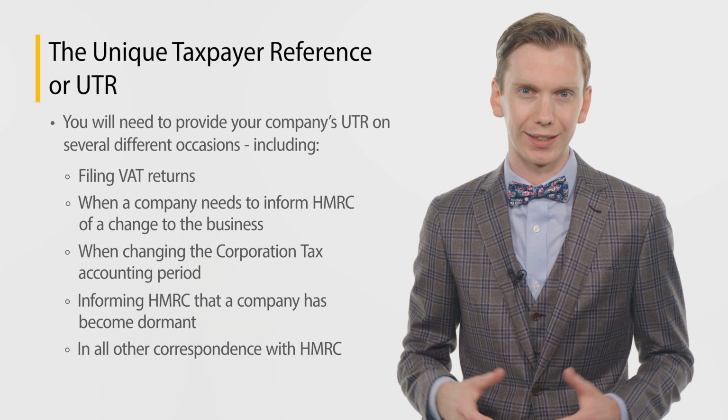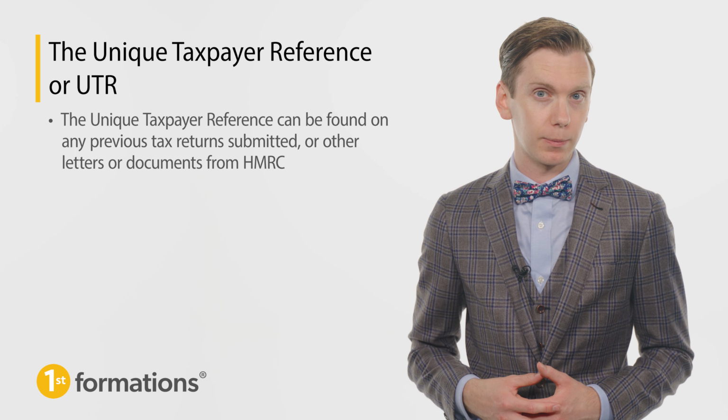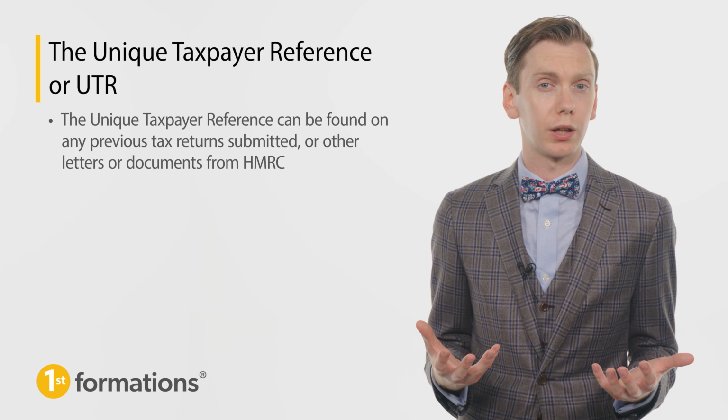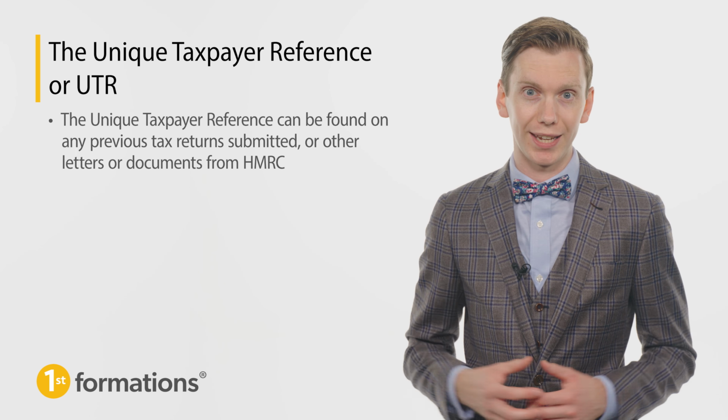So, we know when we'll need to provide the unique taxpayer reference, but where can it be found? The unique taxpayer reference can be found on any previous tax return submitted or other letters or documents from HMRC. These include any notices to file a return and payment reminders that HMRC may have sent.